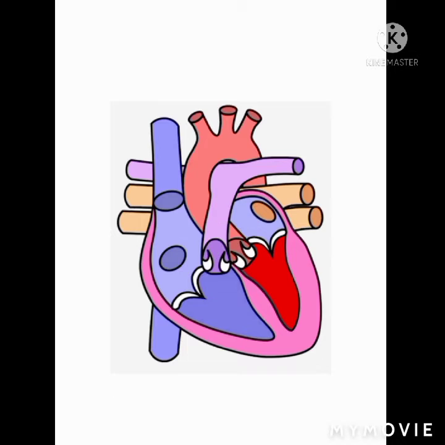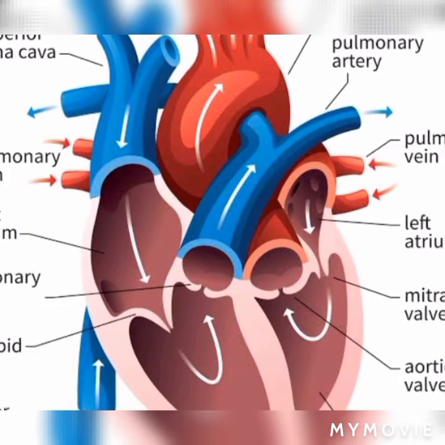Aorta arises from the upper part of the left ventricle and it supplies oxygenated blood from the heart to the body parts. From the upper part of the right ventricle, pulmonary artery arises that supplies deoxygenated blood from the heart to the lungs.